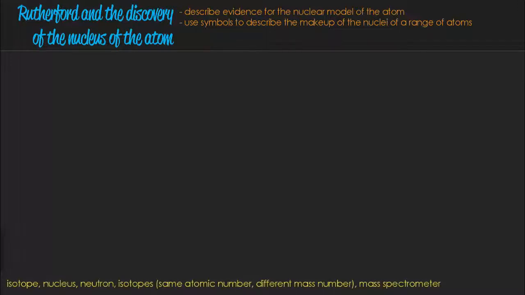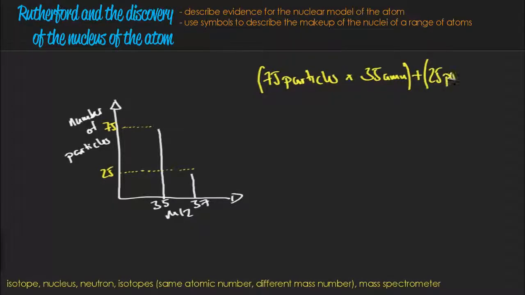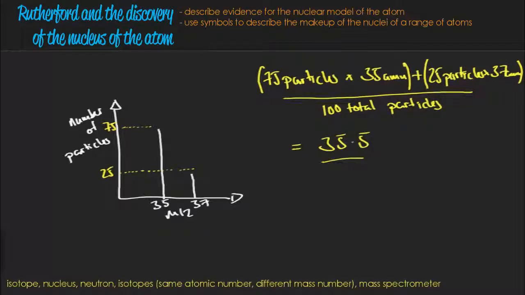We'll look back at chlorine now. We repeat the experiment and we get a graph that looks like this. Out of 100 atoms, 75 of them weighed 35, and 25 of them weighed 37. If we add up all of the masses of the atoms, that's 75 lots of 35 and 25 lots of 37, and we divide this total by the total number of atoms, 100, we get an average mass of 35.5. So when you see a non-integer, that's a non-whole number value on a periodic table, it's really telling you that there are a number of isotopes and they don't exist in equal proportions to each other.